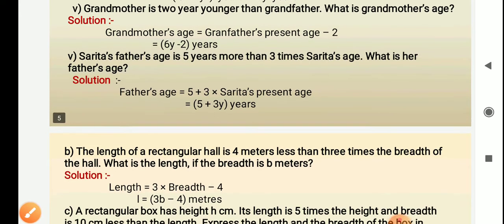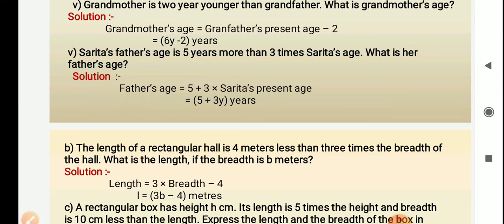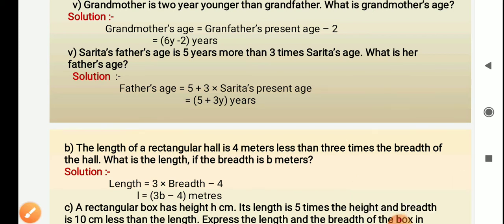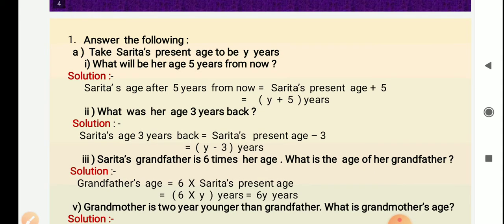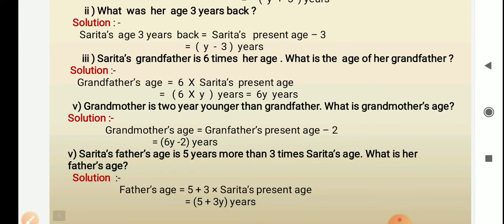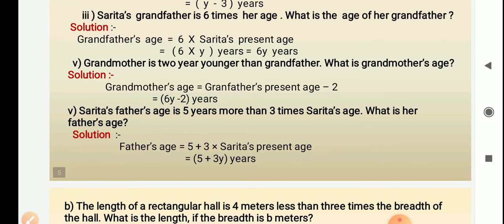Now next question. Sarita's father's age is 5 years more than 3 times Sarita's age. So here 3 times Sarita's age means we have to multiply 3 by Y. We get 3Y, and 5 years more than, so we add 5 to that. So father's age is 5 plus 3Y years. Okay. In this way, Sarita's present age is given, and on the basis of it we find Sarita's age after 5 years, Sarita's age 3 years back, Sarita's grandfather's age, Sarita's grandmother's age, and Sarita's father's age.